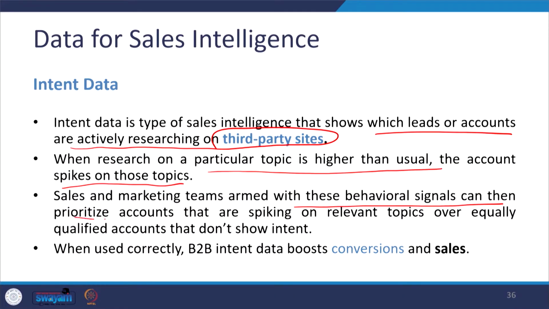Sales and marketing teams armed with these behavioral signals can then prioritize accounts that are spiking on relevant topics. When used correctly, B2B intent data boosts conversion and sales. Once the marketing and sales team knows that a particular customer is very interested and is visiting multiple websites to identify a solution to a particular need, then as the account is spiked, the salespeople can come into the picture, have a conversation with the prospect, and try to convert the sale.